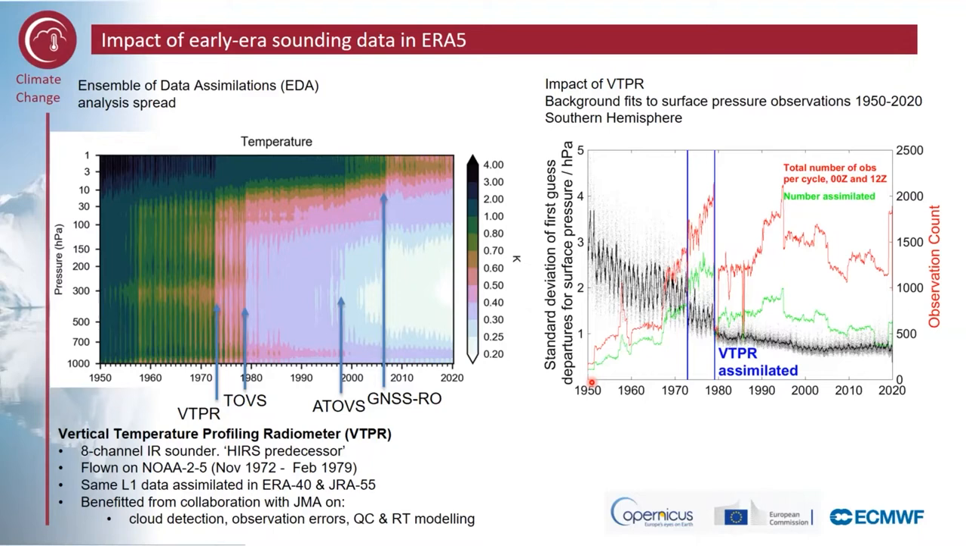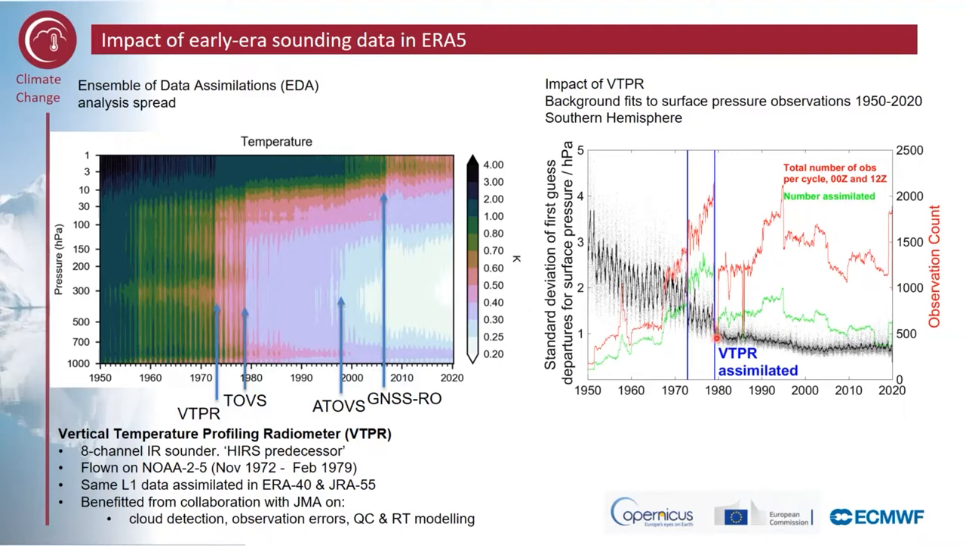The panel on the right shows another metric that's indicating the benefit of the early satellite data. It's showing the standard deviation of first guess departures in the southern hemisphere for surface pressure in black. And it's showing that when you assimilate VTPR data, you get a significant improvement in the background as observed by the surface pressure network. And then another jump when you introduce the TOVS data.